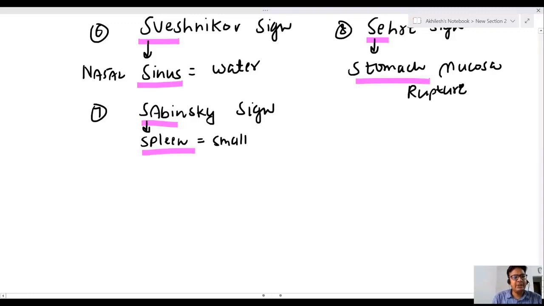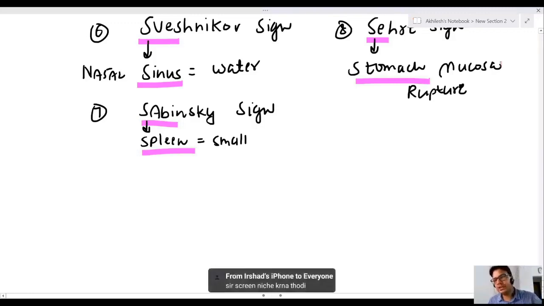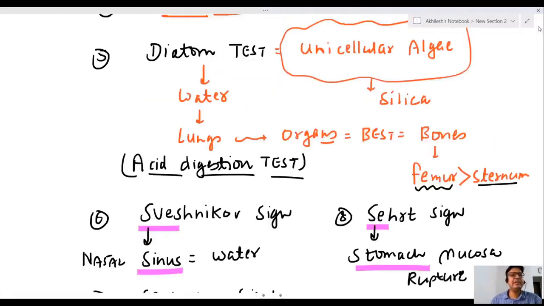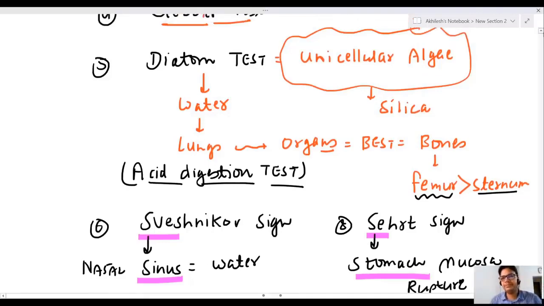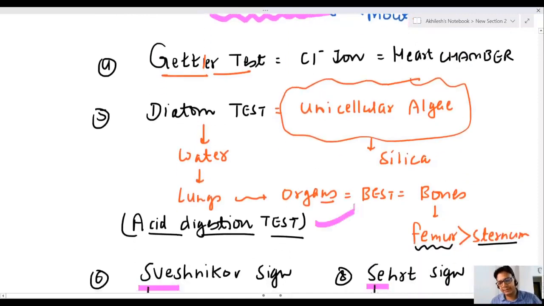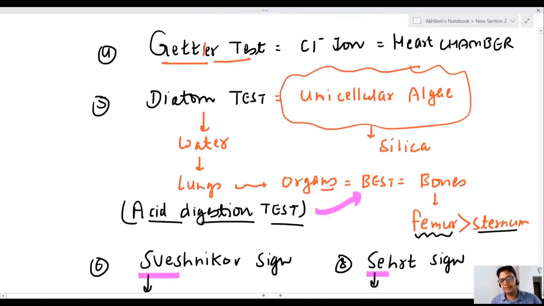Chloride ion detection test is a gentler test. Diatoms are unicellular algae present. Along with the water, it goes in lung. From lung, it goes to the organs. These are known as diatom test. And acid digestion test is to detect diatom. It is a method by which you detect the diatom.